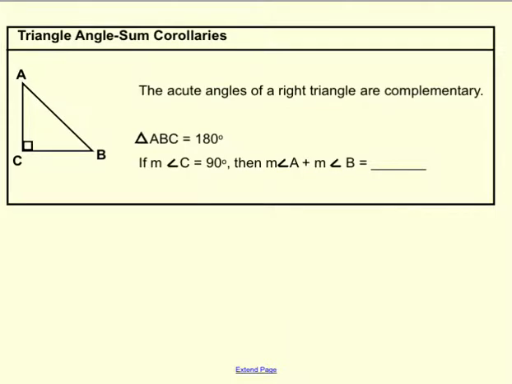Let's take a look at this one. Triangle angle sum corollaries: the acute angles of a right triangle are complementary. What does that mean? If the measure of angle C is 90 degrees, then this measure we'll call x, and this measure we'll call y. That means that x and y also have to equal 90 degrees. The other two angles have to add up to 90 degrees. Remember, complementary means that they add up to 90 degrees.